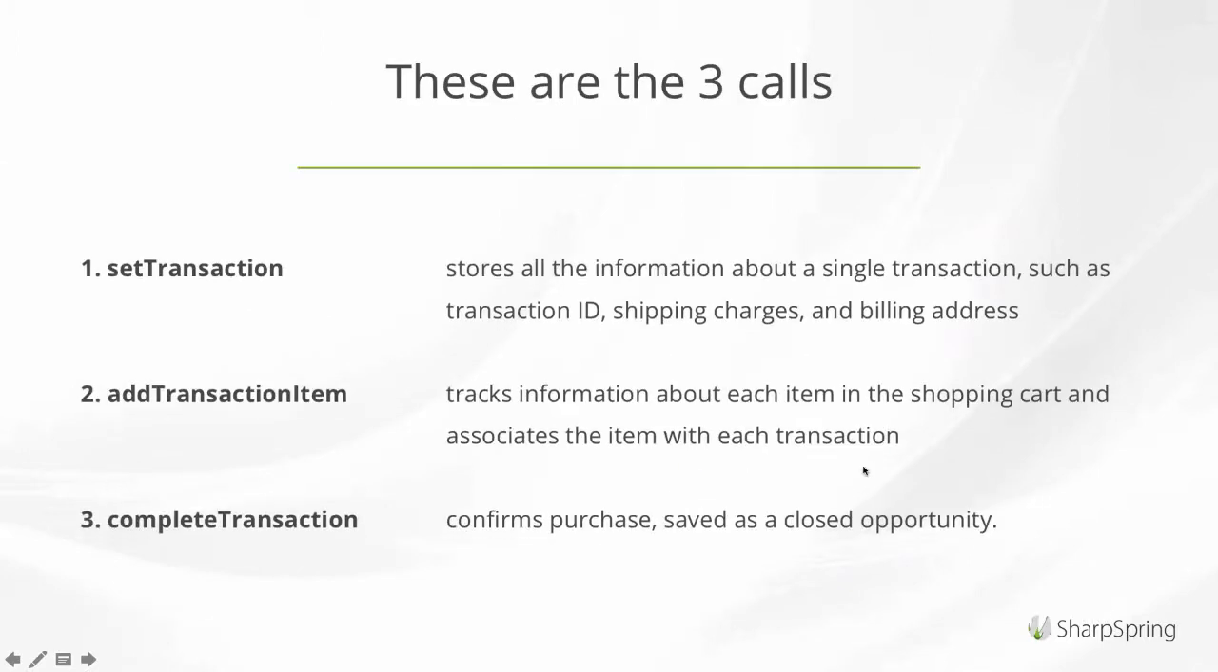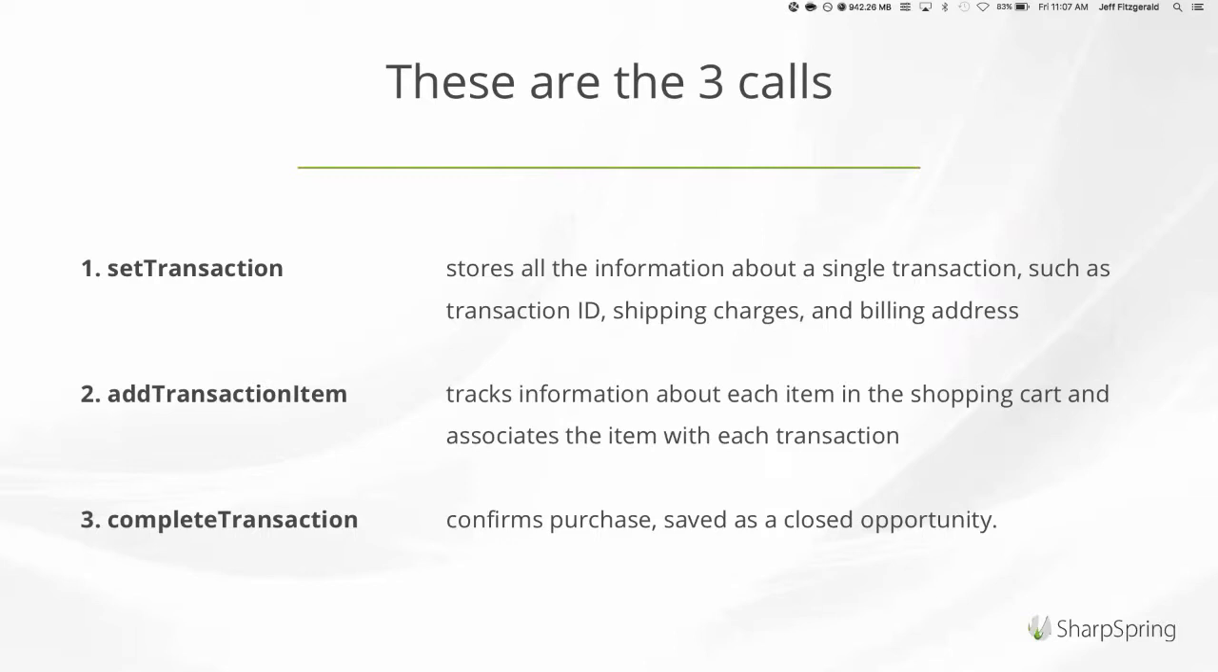So there are 3 calls, and now we're getting into sort of the technical weeds, if you will, of the shopping cart. So if this seems really unfamiliar, that's okay. We're going to mention these items a few more times, and I want to have them defined for you. So set transaction is a code method or a call that stores information about a single transaction, such as the ID number, the shipping charges, the billing address. So this is how we're going to actually pass information to SharpSpring. We're sort of, if you would, put all this information into an envelope and send it over to the SharpSpring system.